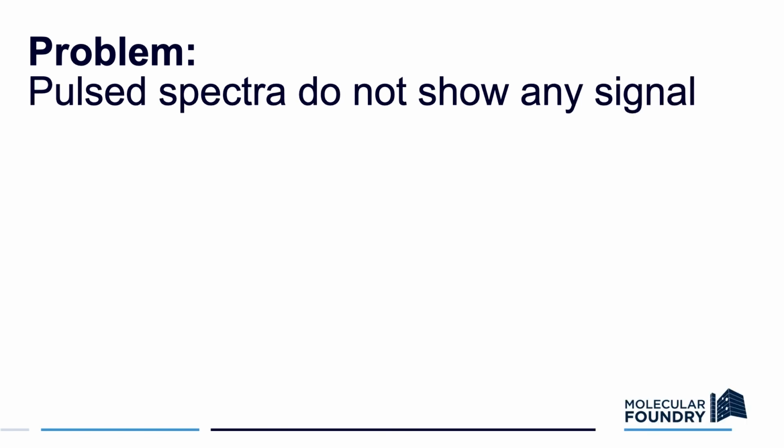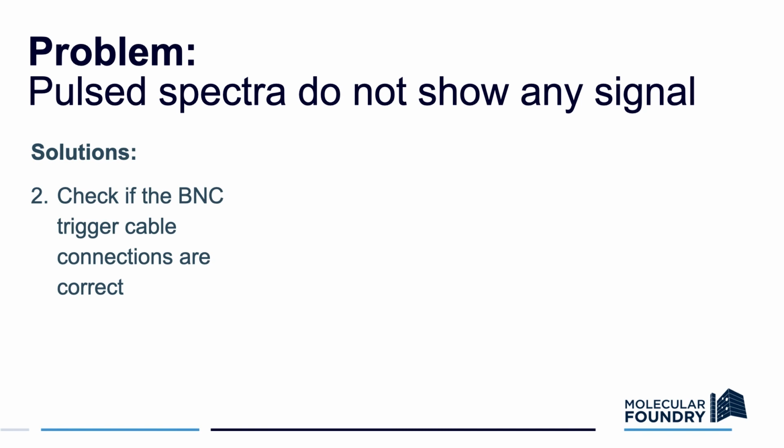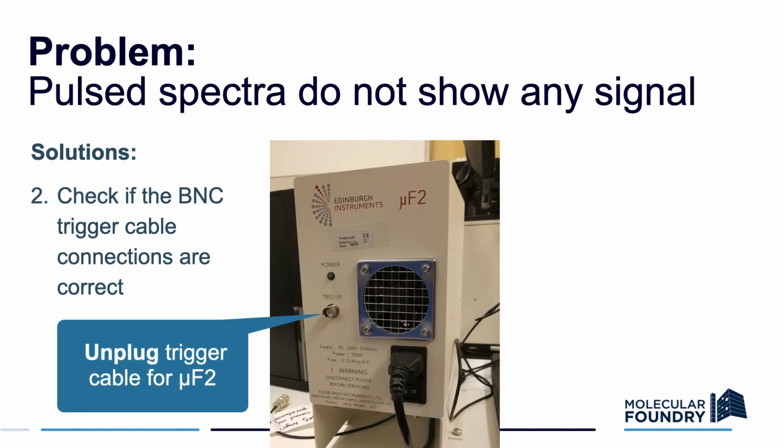Another problem is that the pulse spectra do not show any signal, even though the continuous wave spectra do. So here you want to make sure that the BNC trigger cable connections are correct. Remember, you want to disconnect the trigger BNC cable from the microsecond flash lamp.